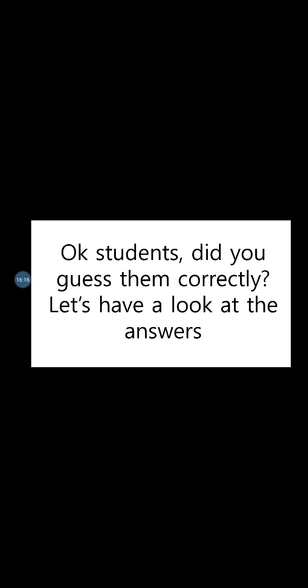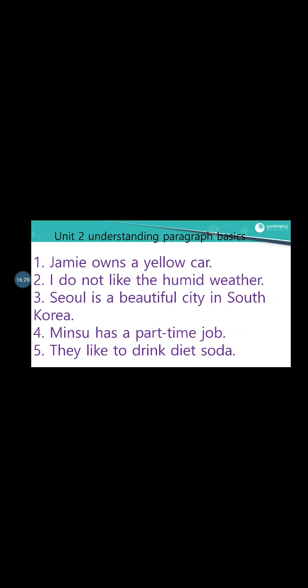Okay, students, did you guess them correctly? Let's have a look at the answers. Number one, Jamie owns a yellow car, which is not true because I can't drive. Okay, I do not like the humid weather. And number three, Seoul is a beautiful city in South Korea. Minsu has a part-time job. They like to drink diet soda.